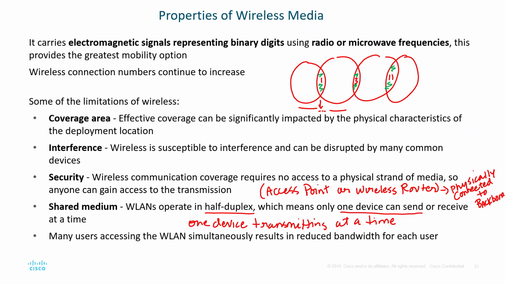And so again, it is also unidirectional, meaning that one device sends information. Everybody else has to wait until that information is completely received before the response, which is also one direction back, and all the other devices have to wait for that to happen. So it is not optimal. Many users accessing the WLAN simultaneously will result in reduced bandwidth for each user.